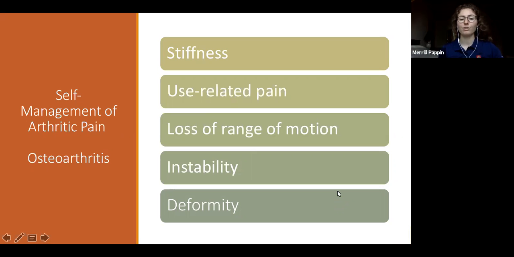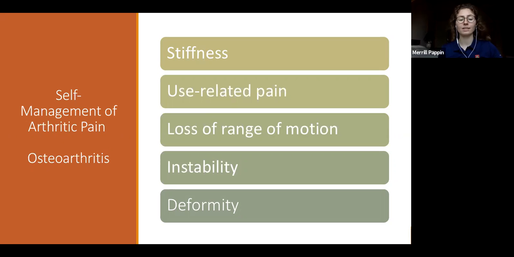And then when you continue to load it, it doesn't have to be intense loading. It can just be lifetime use of the joint. That's when we start to get degradation of the joint and we get osteoarthritis. So it commonly affects weight-bearing joints such as your knees and your hips, but it can also affect your hands and your back. And these are the most common symptoms.